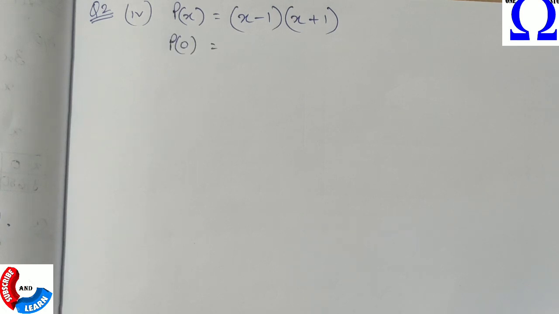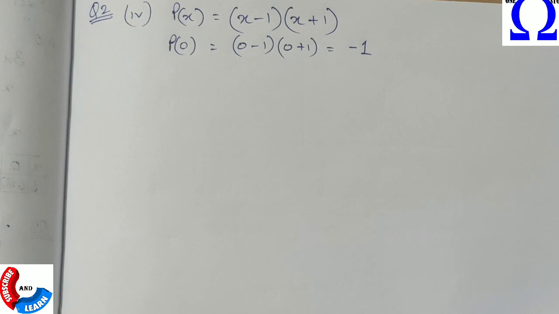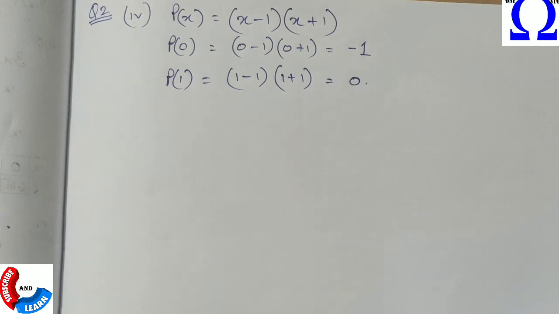In question number 2, that is the fourth part I have taken, in which p of x is given as (x minus 1)(x plus 1). We need to find it at x equal to 0, that is minus 1 into 1, that is minus 1. Next is p of 1, in which we have 1 minus 1, that is 0, so the answer will be 0 only.